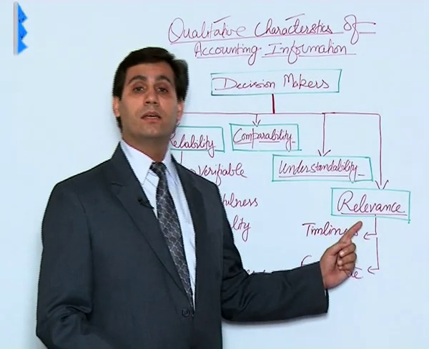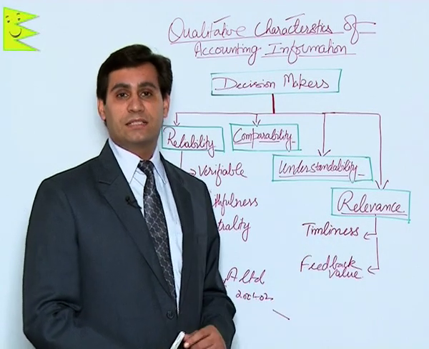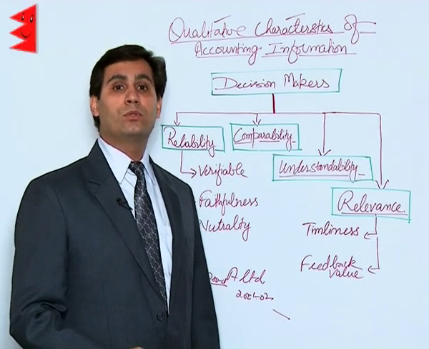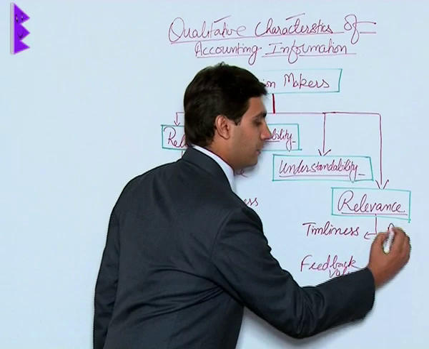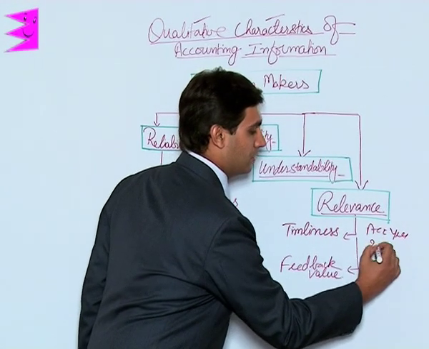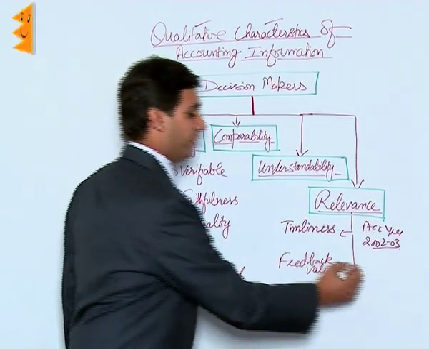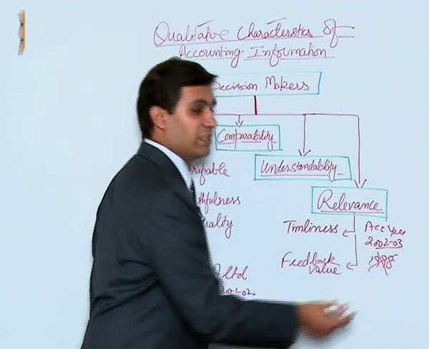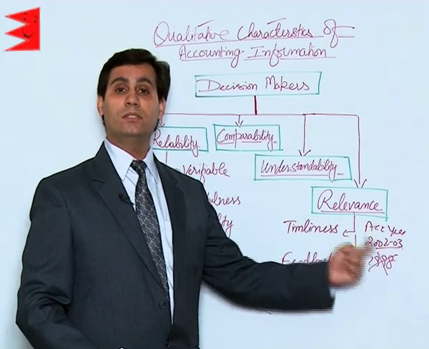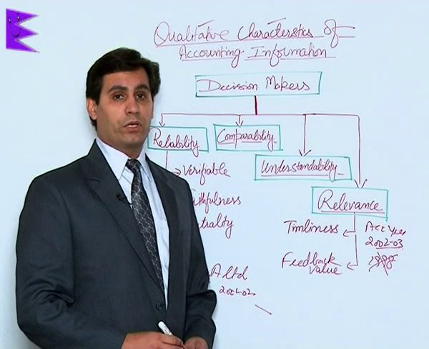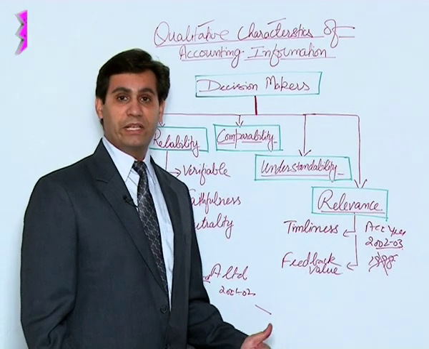And the last part is relevance. Now relevance has two parts to it. One is timeliness. As you all understand, the data that is being conveyed should be relevant to the period about which we are talking. Let us say we are talking about the accounting year 2002-2003, but the information that is being conveyed is of 1998. This information is hardly required for calculating the results of the year 2002-2003. So timeliness is very, very important. That is, the information that is being conveyed should be relevant to the time period the data pertains to.